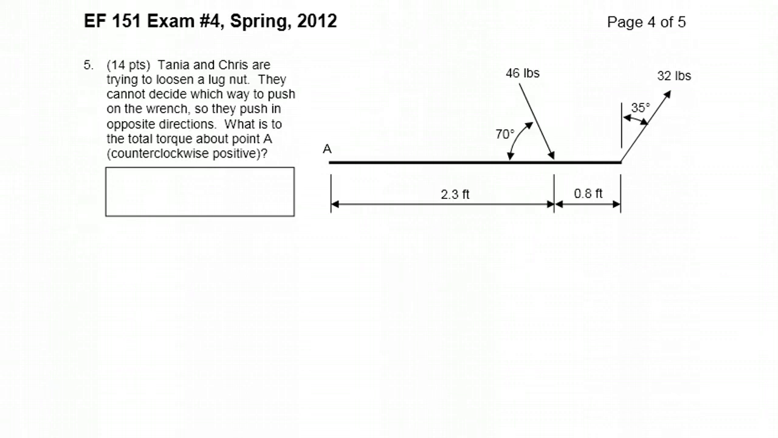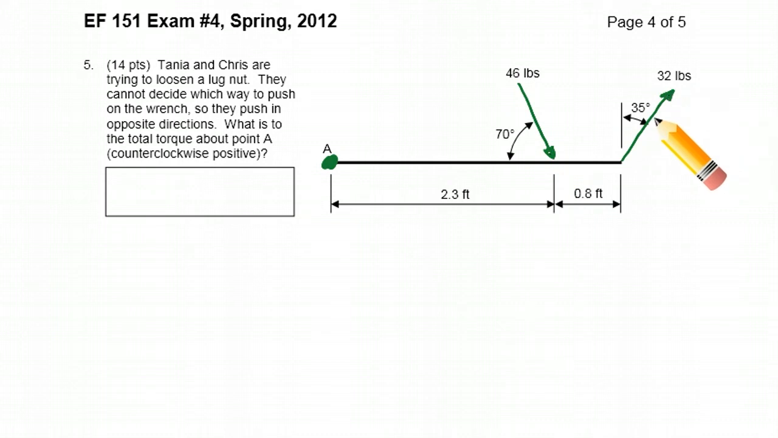Problem number 5 from the 4th exam of spring 2012. We're given information about some forces, and we want to determine the total torque about point A. So point A is over here on the left. We're given this force of 46 at an angle and 32 going up at an angle.